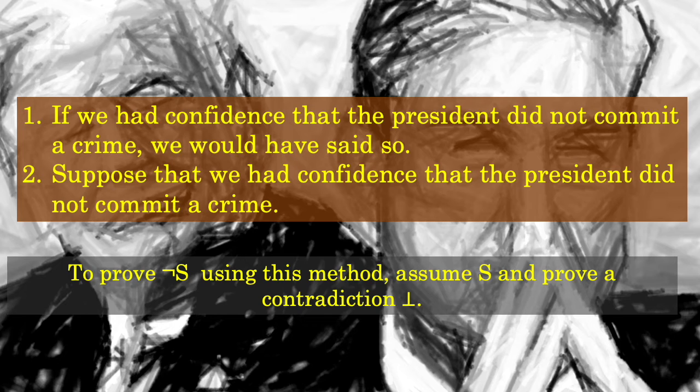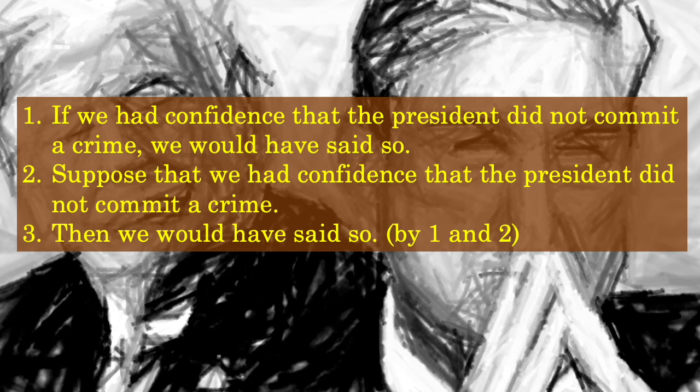So what we're trying to prove is that the Mueller team did not have confidence that the president did not commit a crime. And so we have to start off with the assumption that they did in fact have confidence that the president did not commit a crime. Next, notice what follows from those two claims, right? If we had confidence that the president did not commit a crime, we would have said so, but we're assuming that we did have confidence that the president did not commit a crime, so we would have said so, right?